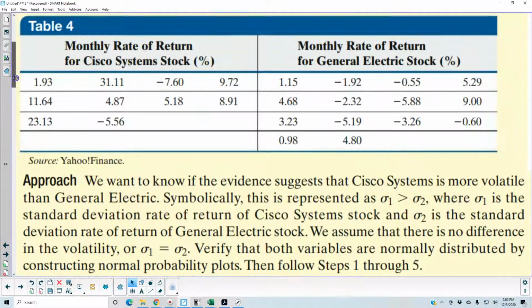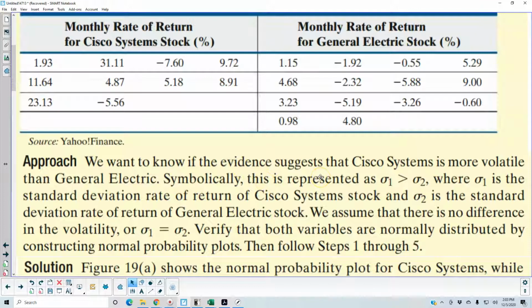Now the approach is that we want to know if the evidence suggests that Cisco Systems is more volatile than General Electric. So symbolically, this is represented as the population standard deviation of population 1, which is Cisco Systems, is greater than the population standard deviation of population 2, which is the General Electric stock. Now we assume that there is no difference in the volatility, or that they are equal to each other.